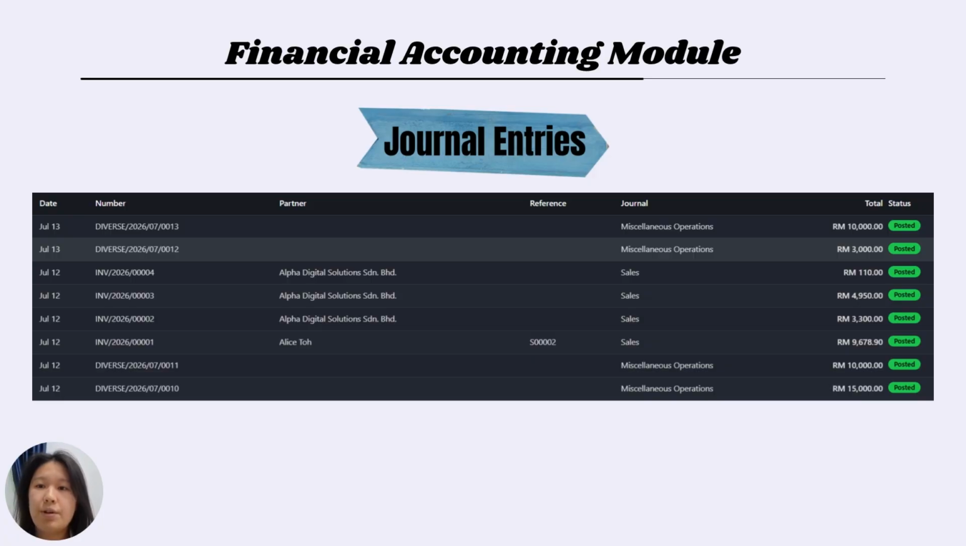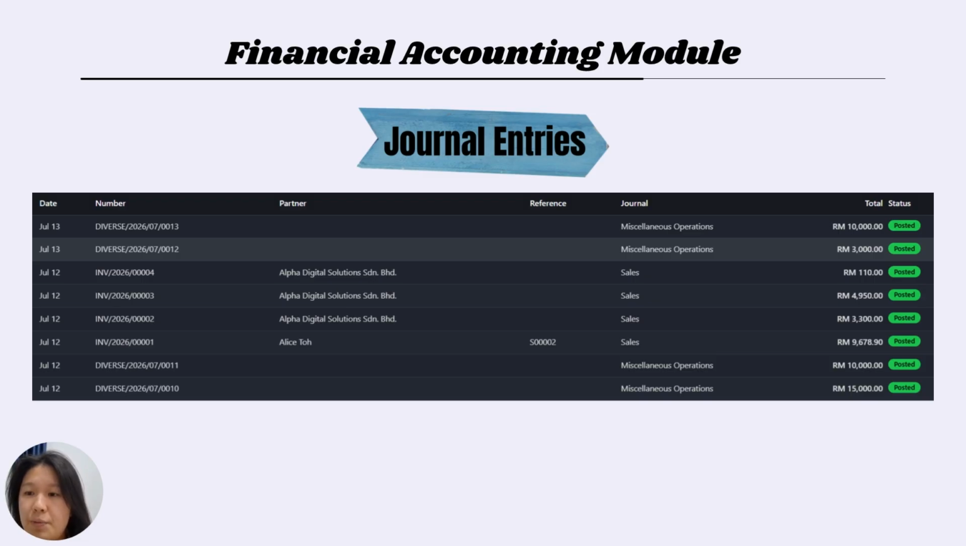Here we have a summary of all the key transactions posted to the general ledger, known as the journal entries. This list acts as a chronological record of every financial event that has impacted our accounts. You can see entries from various sources, including the sales invoices to the customer, Alpha Digital Solutions, and LA Store, as well as the entries for miscellaneous operations, such as the one for 10,000 ringgit on 13 July.